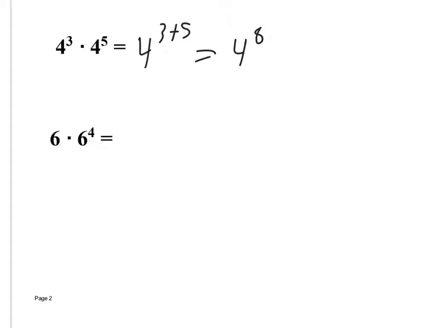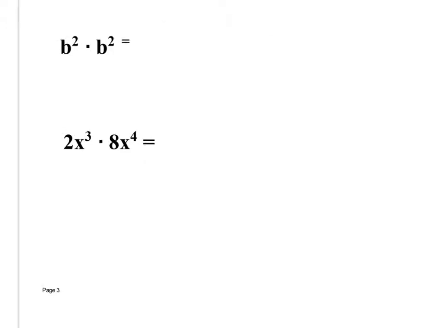Alright. 6 times 6 to the 4th. People just want to write 6 to the 4th, and that's not the answer. Okay? You forget, this is understood 1. Anytime it doesn't have an exponent, it could be 1. 1 plus 4 is 5. So if they've left off an exponent, that's 1.